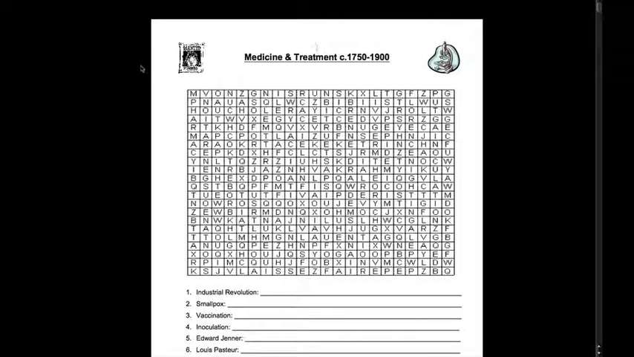This film deals with the booklet concerning medicine and treatment from 1750 to 1900 as part of the GCSE Medicine Through Time course at Plymstock School. Key words then that you need to know and be able to define for this particular booklet are as follows.